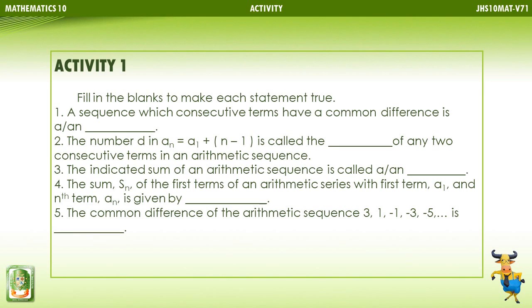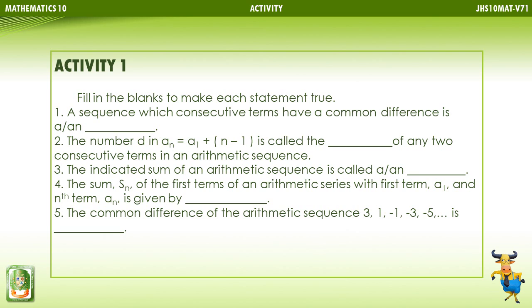The formula for the nth term of an arithmetic sequence. The nth term a sub n of an arithmetic sequence with first term a sub 1 and common difference d is given by a sub n equals a sub 1 plus n minus 1 times d. Activity 1. Fill in the blanks to make each statement true. 1.